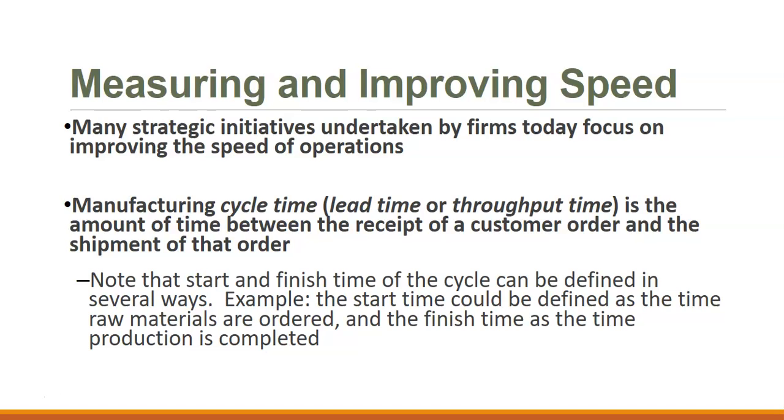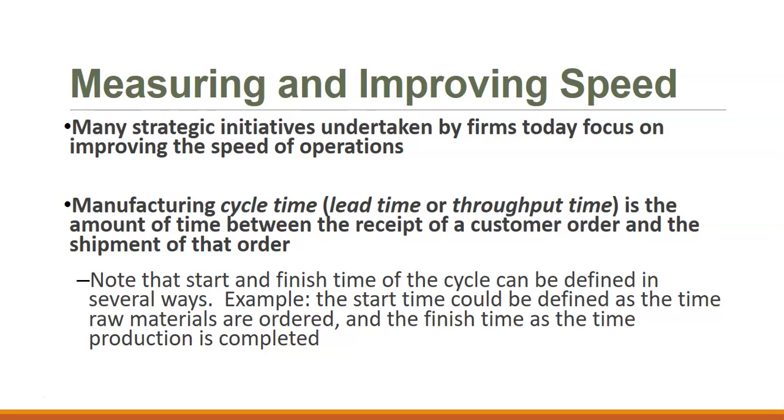One of the ways that we measure production speed is through manufacturing cycle time. So manufacturing cycle time is the amount of time between the receipt of the customer order and the shipment of that order. So the start and finish time can be defined in multiple ways.